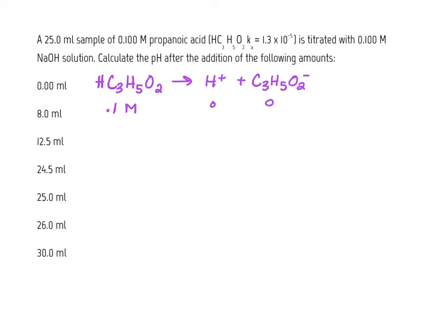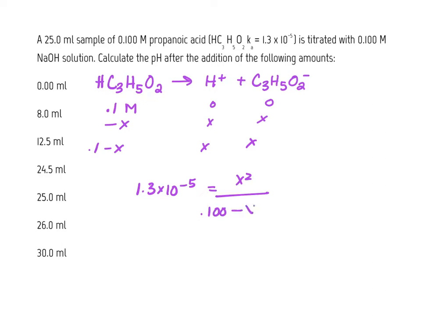Now, since we have not added any base yet, this is just at the very beginning, we're looking at that propanoic acid. We know that concentration is 0.1. And so we can just set up an ice table using the equilibrium expression to calculate the H plus and then the pH. And so that's what you see happening here.